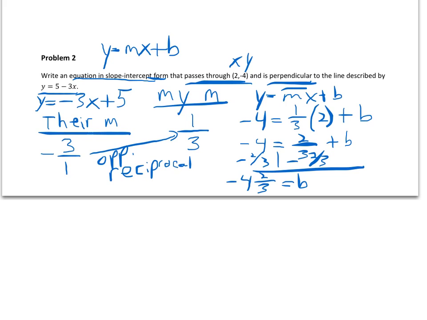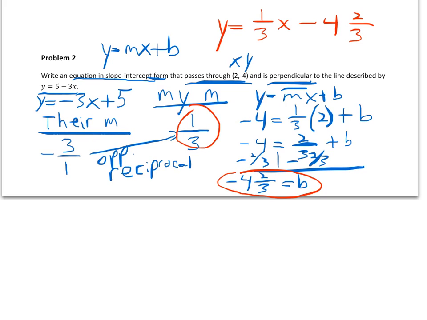Now I know my m. Well, I did know it. And now I know my b. So now I can write my equation. Y equals, my m was 1/3 x. My b is minus 4 2/3. That is my equation.